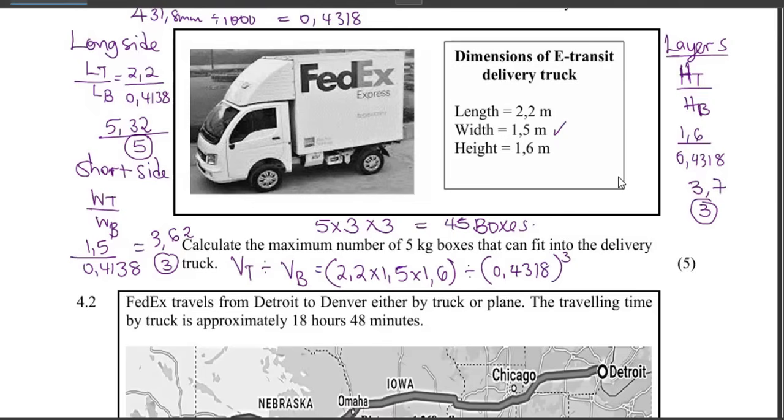Why do I say to the power 3? Because it's the volume of the cuboid, which is L times L times L. So this one will become 2,2 times 1,5 times 1,6, which is 5,2 divided by 0,0881.